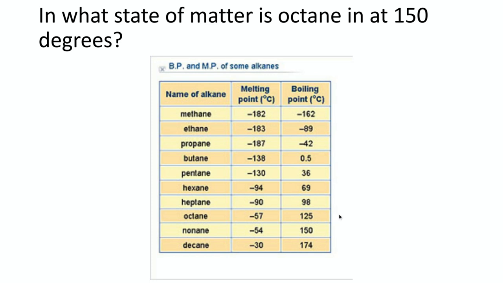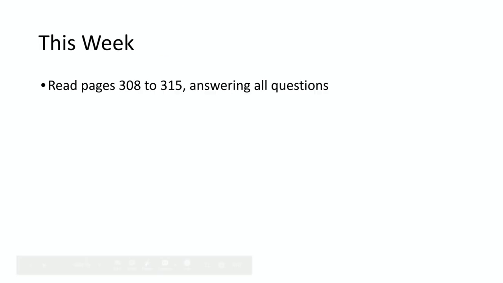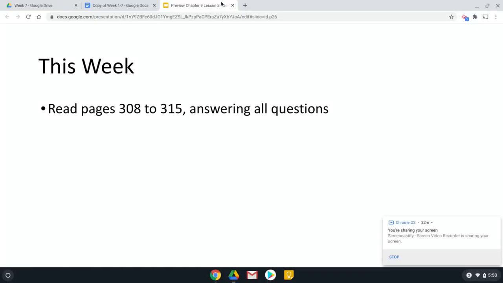150 is more than 125. It is beyond the boiling point. It would be a gas. 150 is more than negative 30, but less than 174. It's in between, so we choose our in-between state of matter, the liquid. All right. So read pages 308 to 315, answer all the questions, and good luck to you this week.